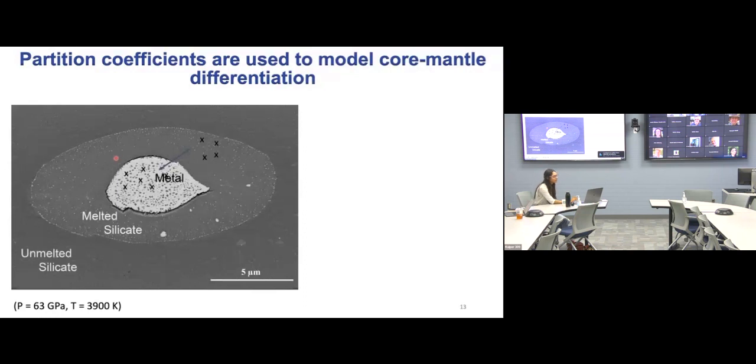But the idea behind all of these experiments is the same. There is a magma ocean analog in contact with a core-forming analog. They are compressed, heated up until they melt and equilibrate, and then quenched rapidly from these conditions. And then the compositions can be measured afterwards with various probes.